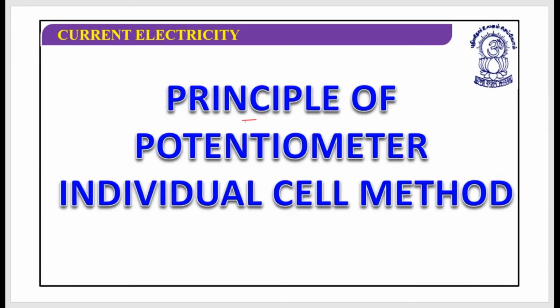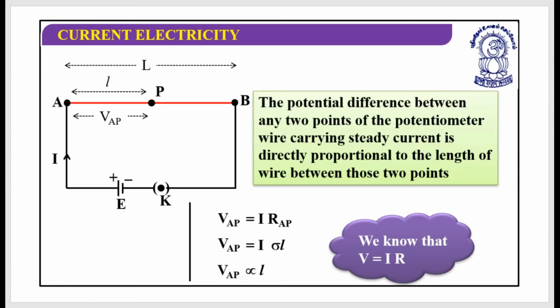So let's look at the principle of the potentiometer, and we are currently using the individual cell method. Let's have a look at what the potentiometer is and all the things about it. This is the circuit diagram of the potentiometer, and what we understood is that this is the A to B point, and it has been connected with a certain battery E, and a switch has been connected, and this is what we call the master circuit.